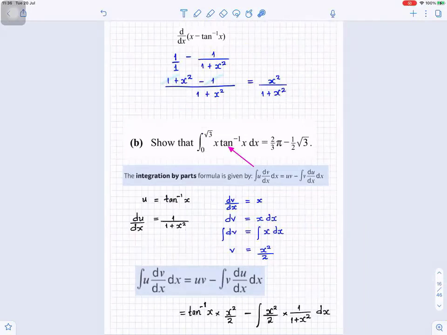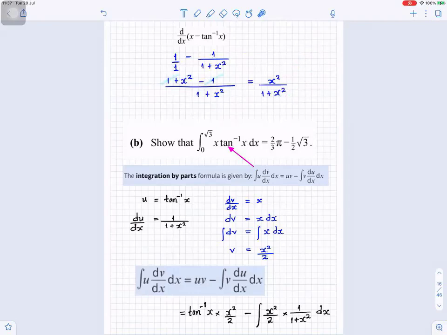So that means the differential of x minus inverse tan x. When you differentiate x, you get 1. Differentiate inverse tan x, you get 1 over 1 plus x squared. Put them over the common denominator, 1 plus x squared, which will be 1 plus x squared there minus 1. So the 1 minus 1 will be 0. You get x squared over 1 plus x squared.